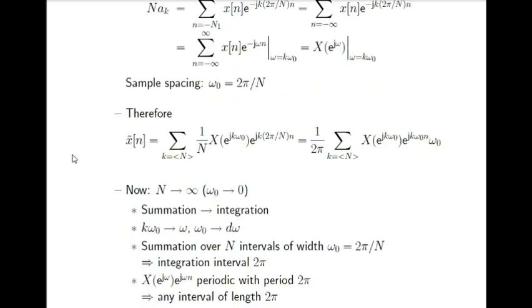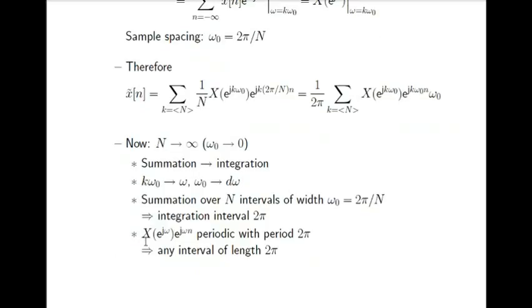Now when N tends to infinity, omega naught tends to 0, because omega naught is 2 pi by N. Then the summation becomes an integration, k omega naught becomes omega, and omega naught becomes d omega. The summation over N intervals of width omega naught equal to 2 pi by N becomes an integration over an interval of 2 pi, and X of e to the power j omega times e to the power j omega n is periodic with period 2 pi.